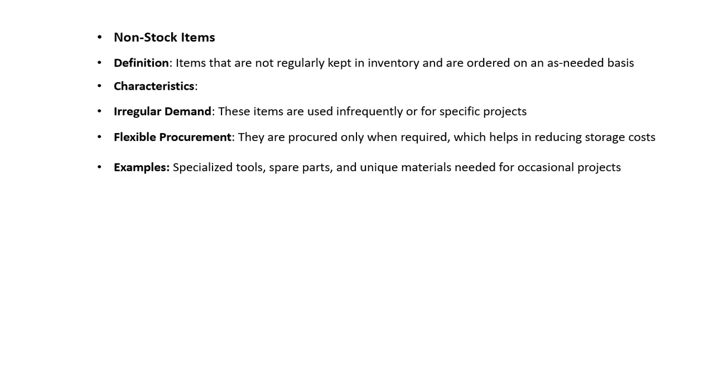Non-stock items. Definition: items that are not regularly kept in inventory and are ordered on an as-needed basis. Characteristics: irregular demand. These items are used infrequently or for specific projects. Flexible procurement. They are procured only when required, which helps in reducing storage costs. Examples: specialized tools, spare parts, and unique materials needed for occasional projects.